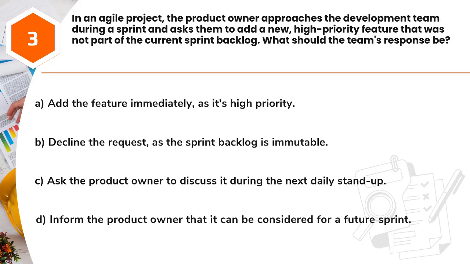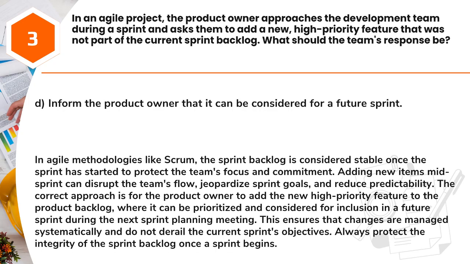A. Add the feature immediately, as it's high priority. B. Decline the request, as the sprint backlog is immutable. C. Ask the product owner to discuss it during the next daily stand-up. D. Inform the product owner that it can be considered for a future sprint. Answer: D. Inform the product owner that it can be considered for a future sprint.